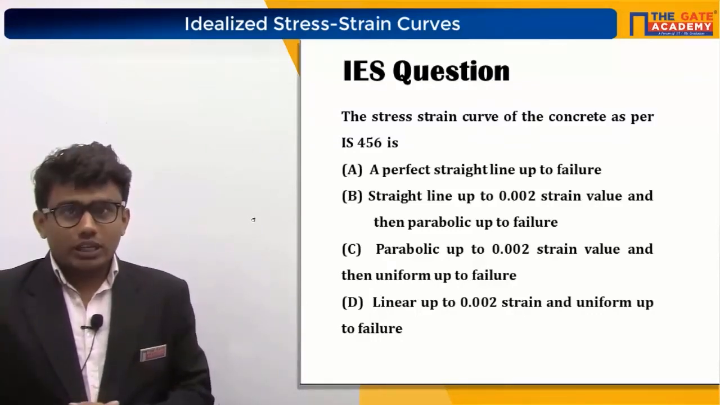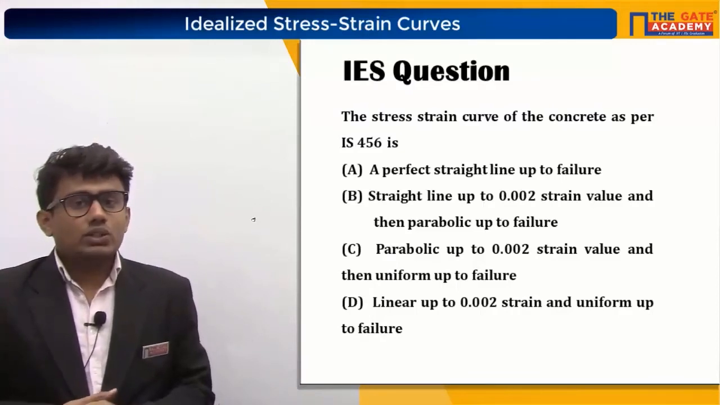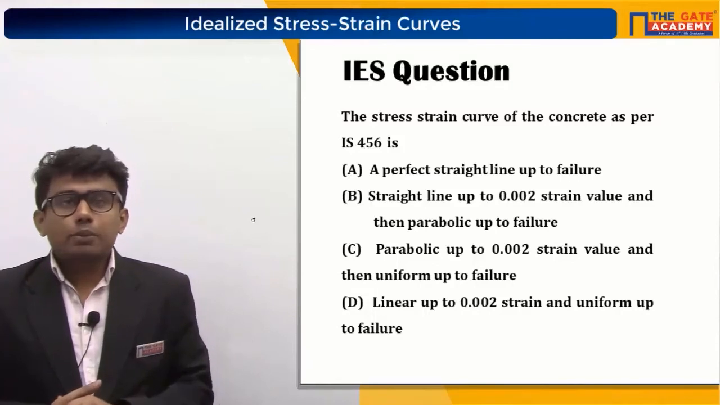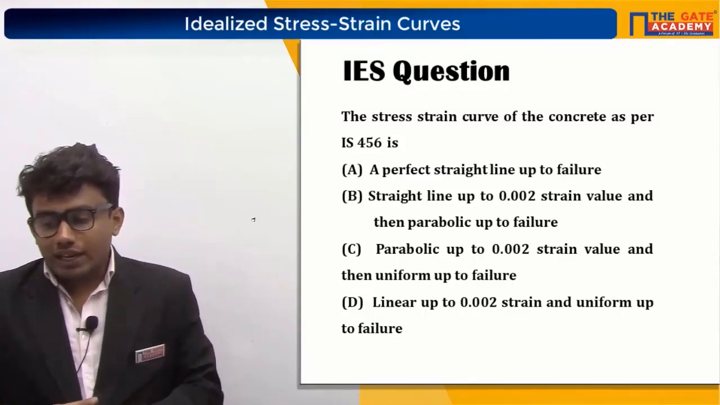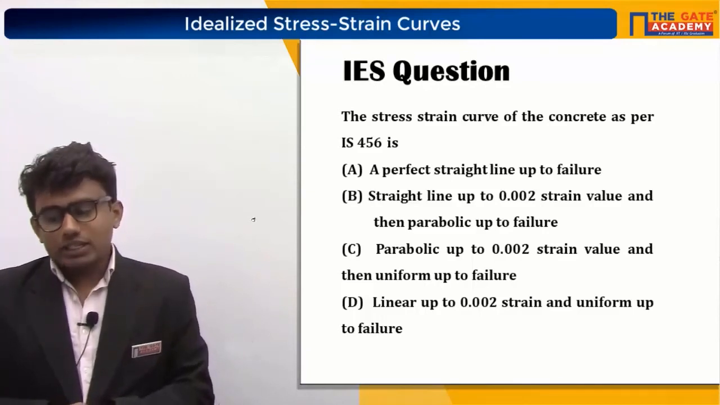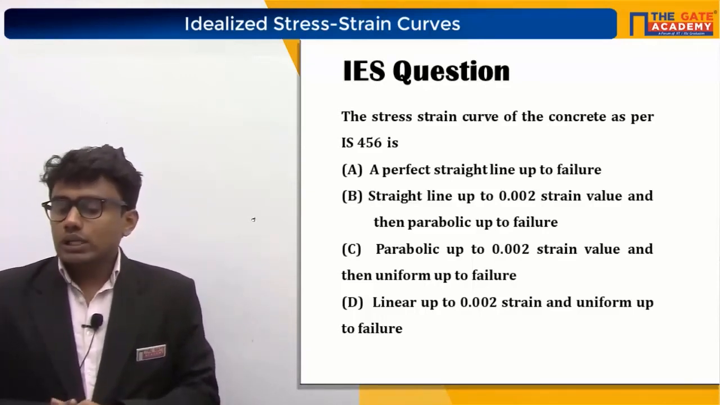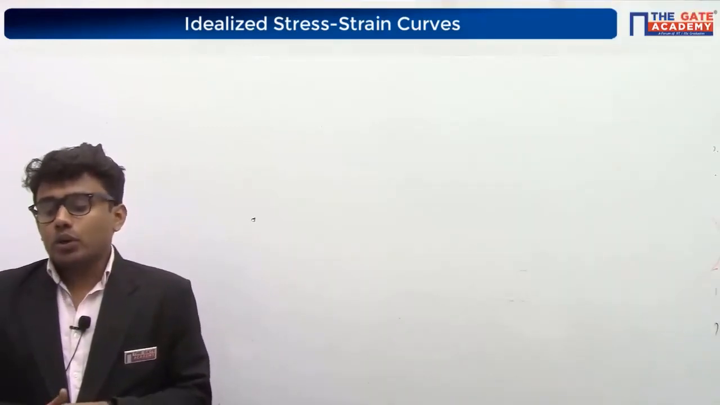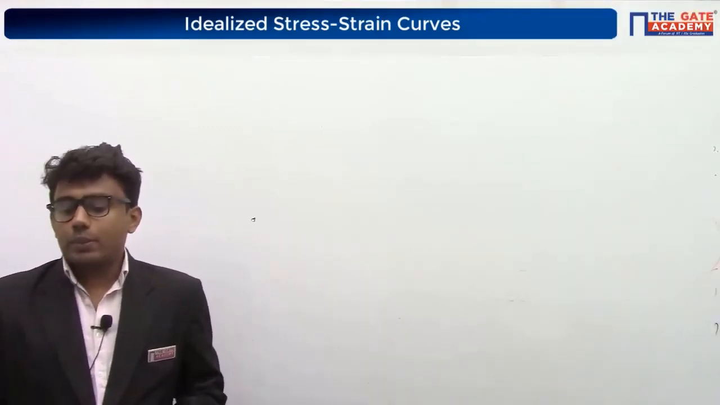Its options are also given. Option A, perfect straight line till failure. Option B, a straight line up to 0.002 strain value and then parabolic up to failure. Option C, parabolic till 0.002 strain value and then uniform up to failure. Option D, linear up to 0.002 strain and uniform up to failure.